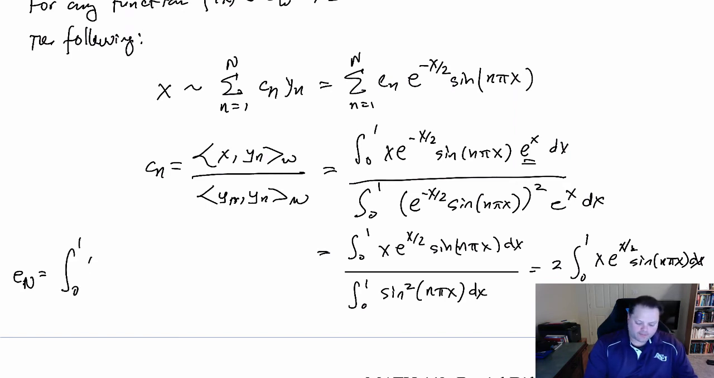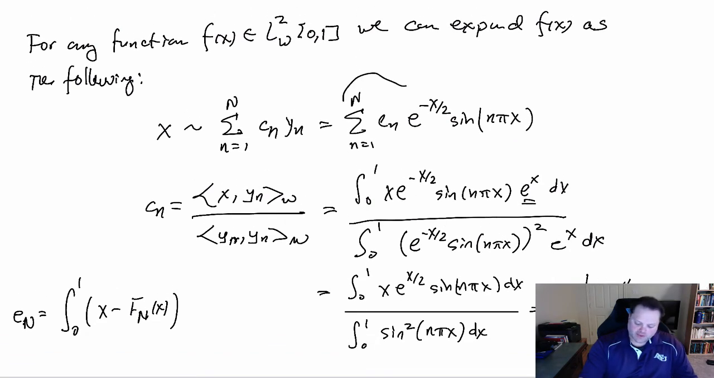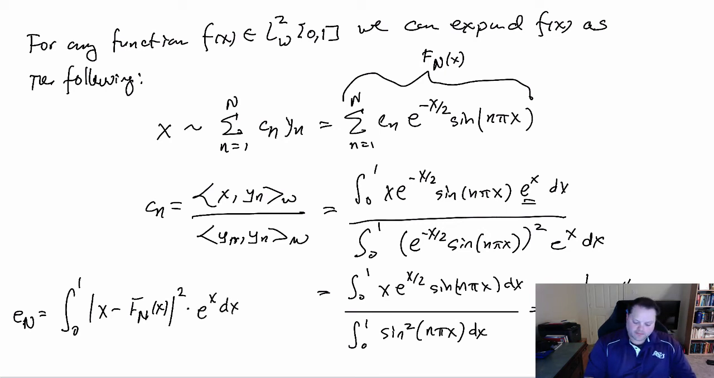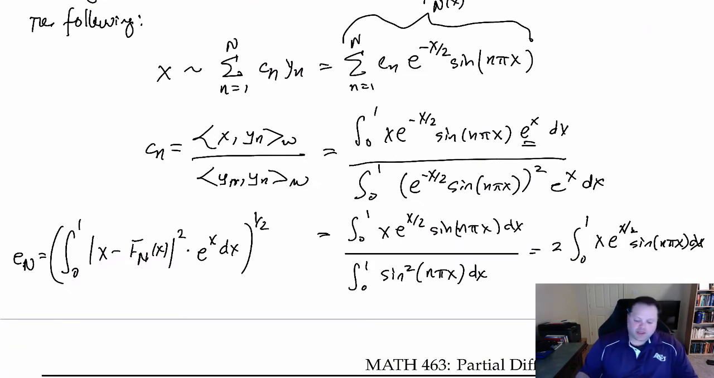from 0 to 1 of the function x minus its orthogonal expansion, which I'll keep calling, even though this isn't a Fourier series, I think we've gotten used to this, I'll keep calling this f sub n of x. So this is f sub n of x. This is that orthogonal representation. So we're going to look at this thing squared. It's the absolute value times the weight function, like so. So we can look at that in Maple, which we're about to do.